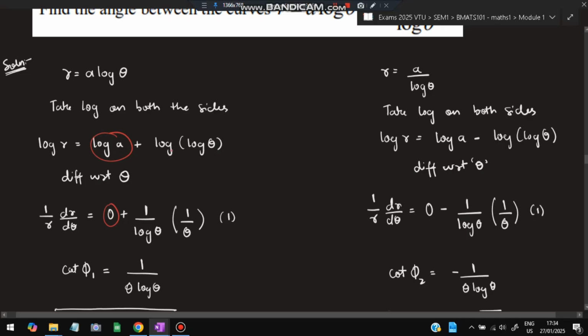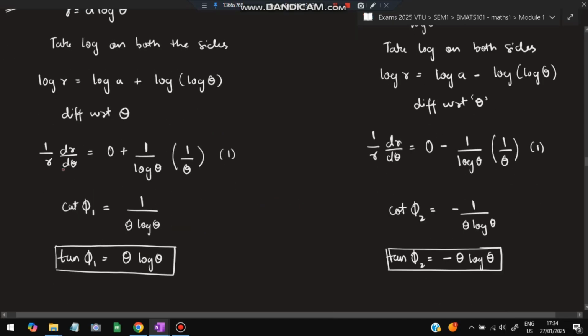And here what we will do, log of log theta is there, right? So what is the differentiation of log theta? 1 by log theta, into differentiation of log theta, which is 1 by theta, into differentiation of theta, which is d theta by d theta, that is equal to 1. So this will be the expanded form here. Now this answer we know, 1 by r dr by d theta is cot phi. We'll be writing it as such here, and this answer will be 1 by theta log theta. Now tan phi is nothing but theta log theta. We will be inverting this. Inverse of cot phi is tan phi, and inverse of this is theta log theta. Now we have got this, and we'll be keeping it as such.